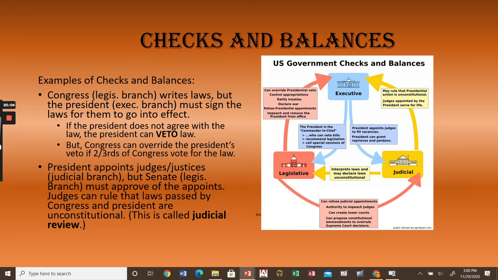So, the president, although he does get to appoint judges, can't just pick his next door neighbor or his brother-in-law. The president has to appoint someone that's qualified, someone that will be approved by Congress. But once the judges get on the court, the judges can then rule that laws passed by Congress and the president are unconstitutional. All right, this power is called judicial review. That is the way that the judicial branch checks and balances powers.